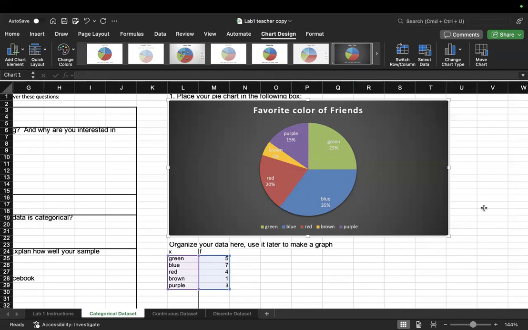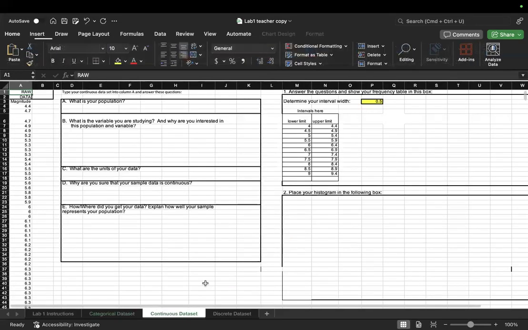I'm letting you know this is the longest lab of all 5 labs we do. The rest of them are easier and quicker. Okay, next we're going to go to continuous. I got a little ambitious and I have 100 something data values. You don't have to do that.